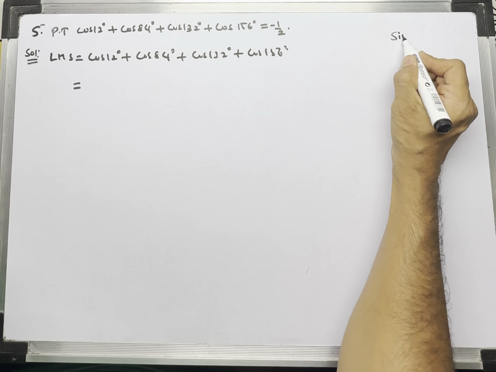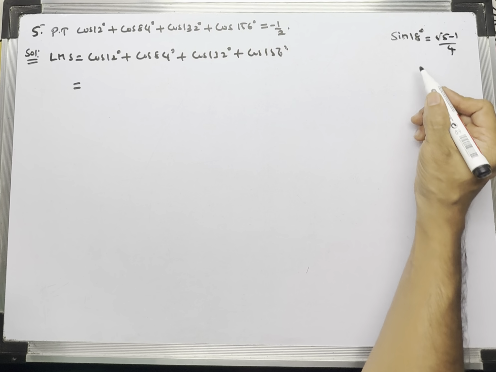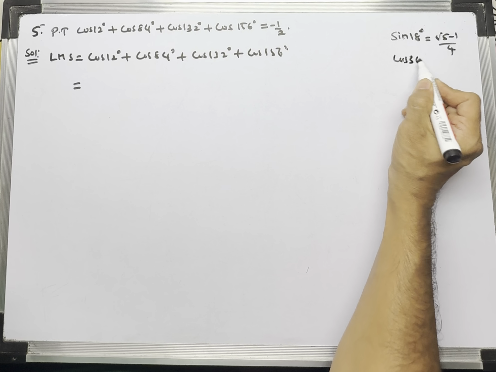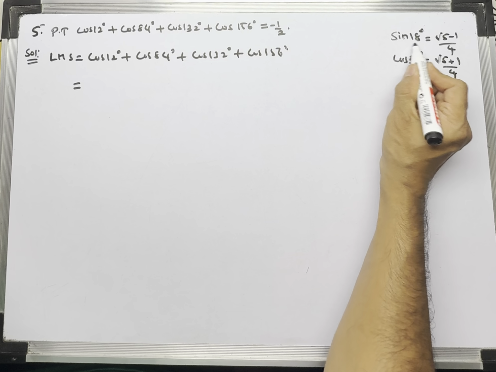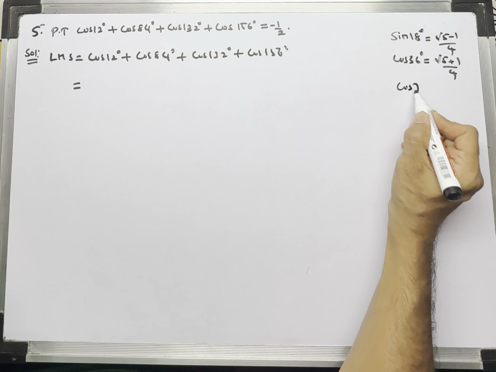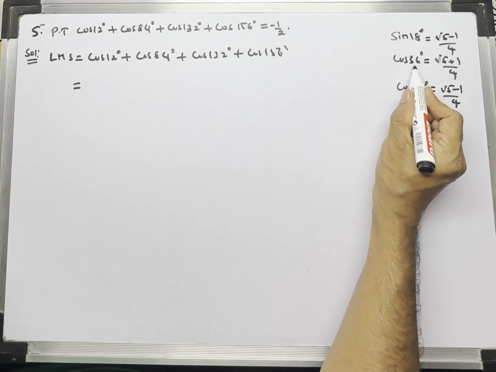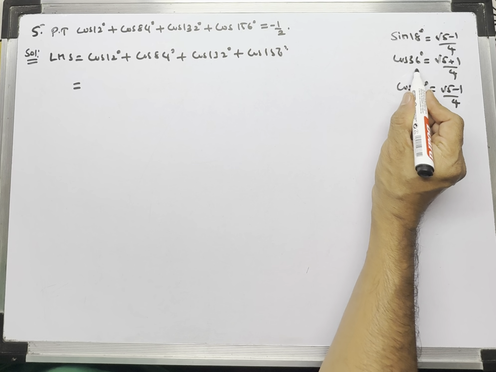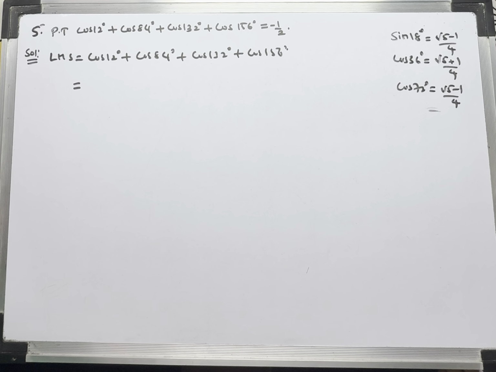You need to remember this. Sin 18 degrees is root 5 minus 1 by 4. Cos 36 degrees is root 5 plus 1 by 4. Sin 18 means sin of 90 minus 72, that is cos 72, equals root 5 minus 1 by 4. Okay, let it be. These are the values which you need to remember to do this problem.